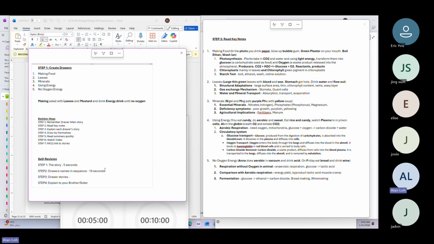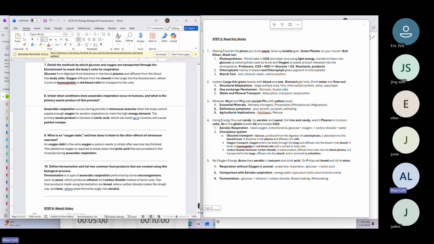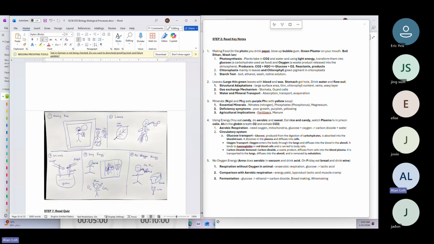Drawing the story. Draw out and explain. Okay, this means you have to draw and explain. Explain to yourself. You don't need to explain to anyone, right? Because we're talking about self-revision. Draw that story. Draw that drawings. The very ugly drawings. Where is it? This one. Let me show you again if you haven't drawn it.